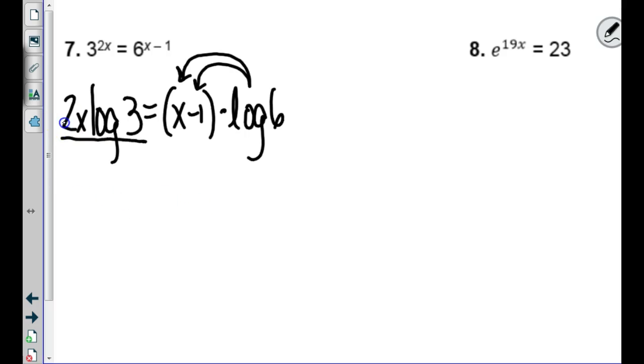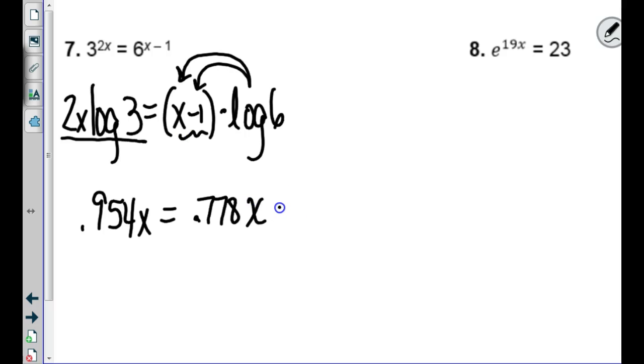Over here, if I type 2 times the log of 3, oh, my calculator's dying. 2 times the log of 3 is 0.954. And over here, the log of 6 is 0.778. But I have to distribute that through here, so I get 0.778x minus 0.778. Then you can just use algebra. Is anybody else getting these numbers?